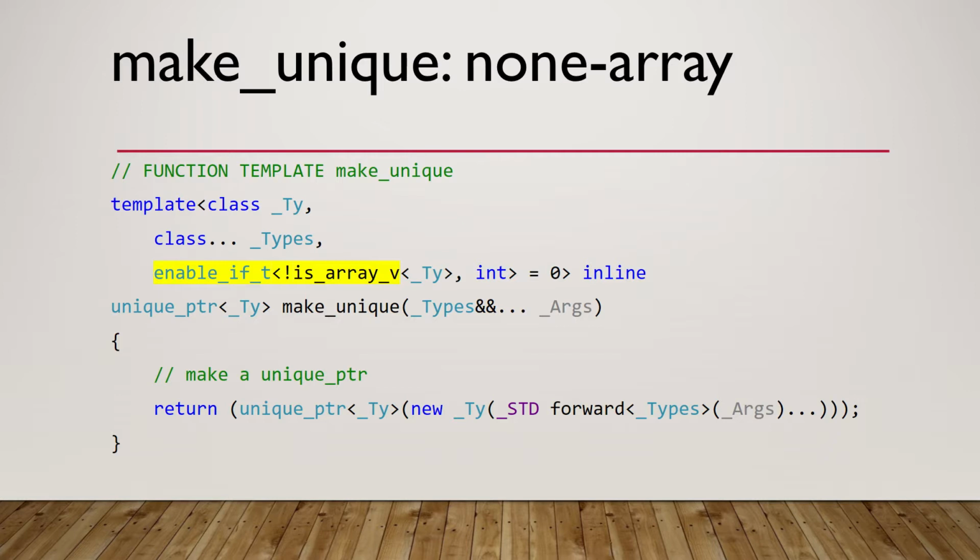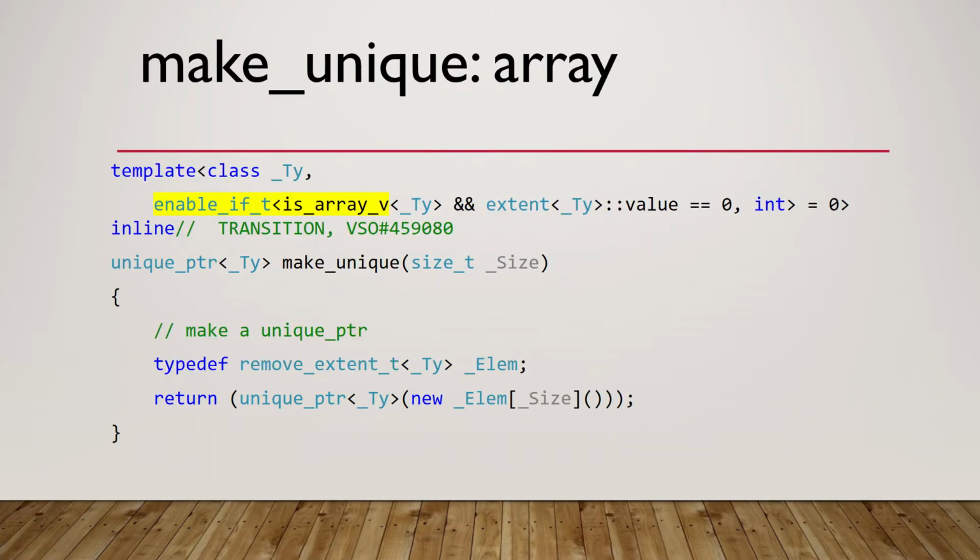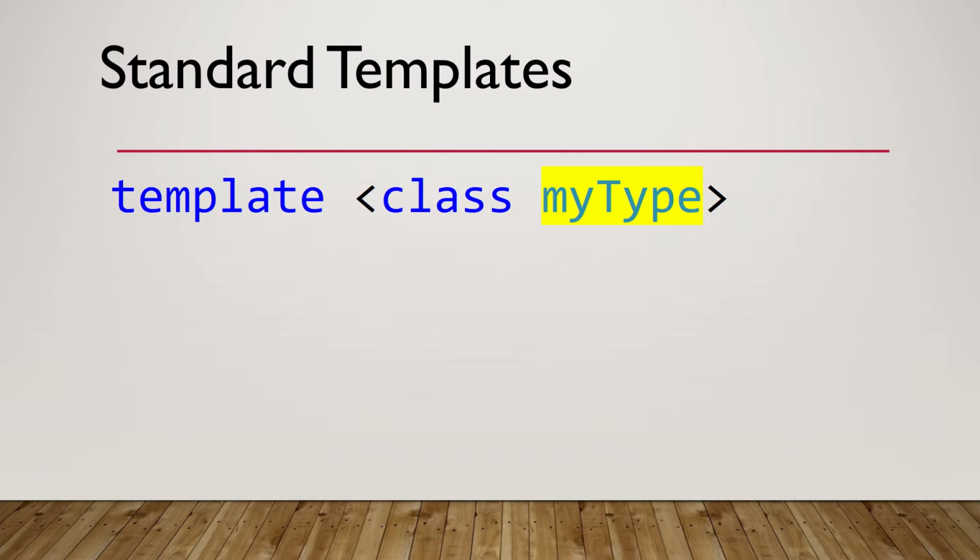This is the definition for non-array arguments, with template function to enable if it's not an array, as highlighted in the code. This is the definition for array arguments, with template function enable if it's an array. To understand the rest of the definition, let's first take a look at the standard template.